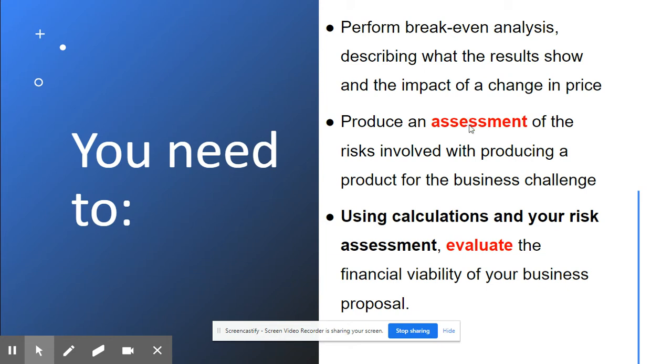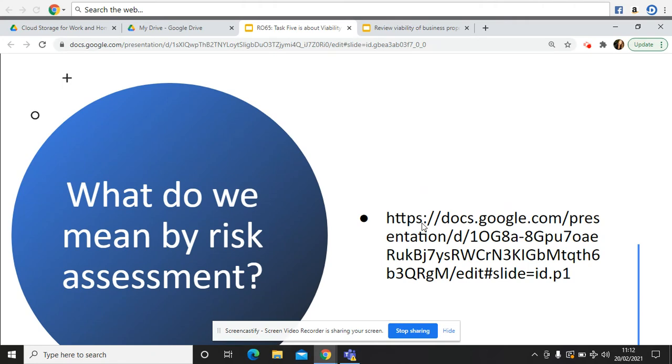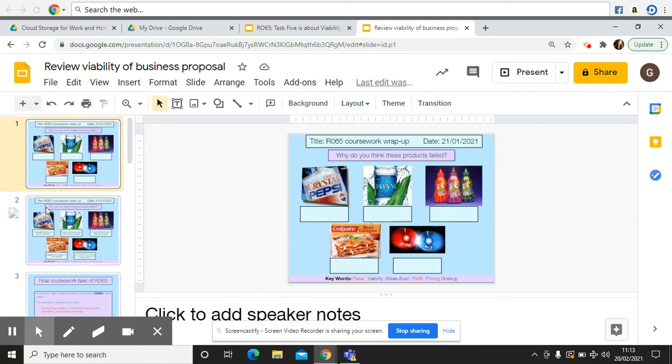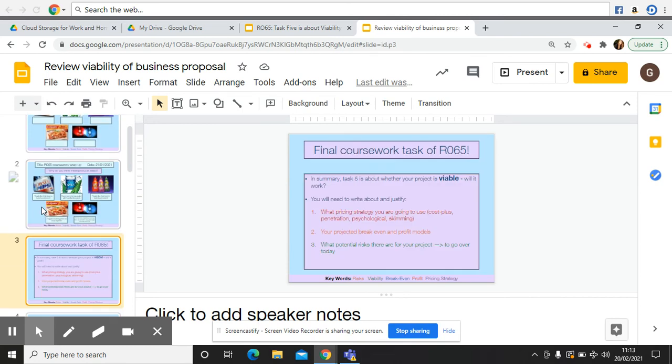Then you have to produce an assessment of how viable your hat project is and what the risks involved are. And then the final bit is you're going to have to evaluate the financial viability of your business after having calculated and assessed your risks. So let's have a look at this bullet point here that a lot of you seem to struggle with. You have to click on this link here, and it will take you to the slide on the viability lesson. Okay, so you go here.